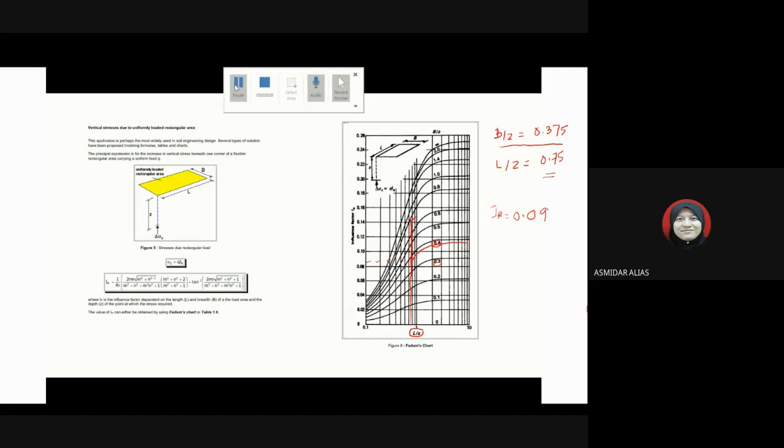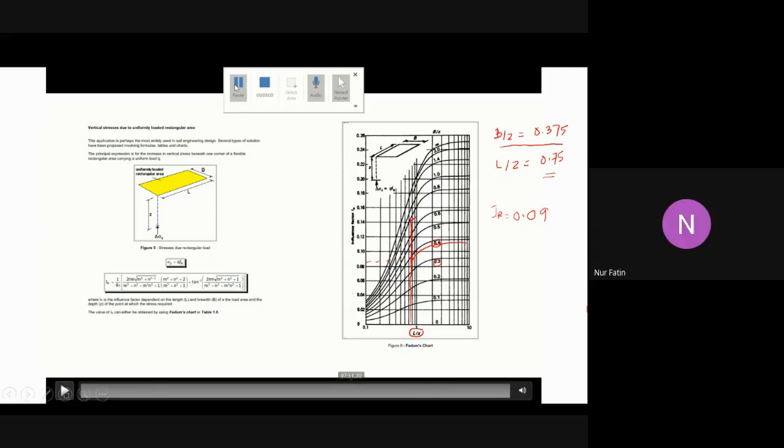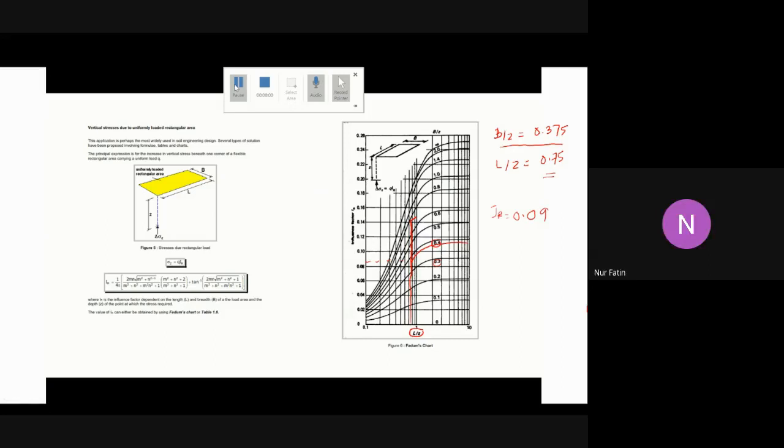Pernah guna kan table lebih kurang macam ni. Kalau bukan subjek ni pun saya rasa ada kat water kot. Lebih kurang table macam Fathom chart ni lah. Okay, pernah dalam fluid. So untuk saya lah personally, saya suka guna Fathom chart ni sebab simple kan. You dapat B over Z, you dapat L over Z, kita refer ke graph, terus dapat nilai IR.